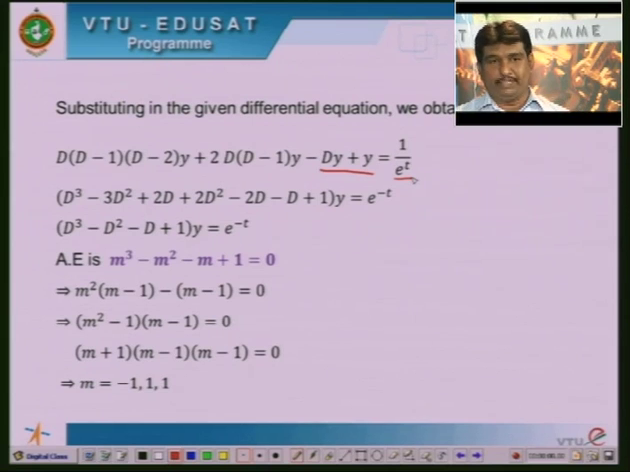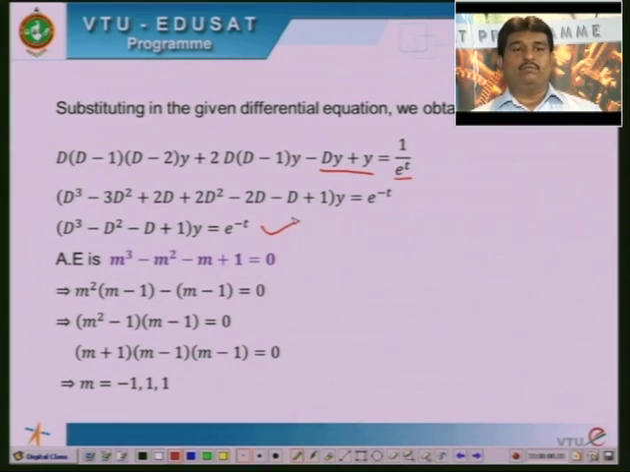X is e to the power of t. Multiply and simplify the equation to get this form: d cube minus d square minus d plus 1 of y equals to e to the power of minus t. This is a differential equation with constant coefficients. As usual, the solution of this consists of two parts. One is CF and another is PI.